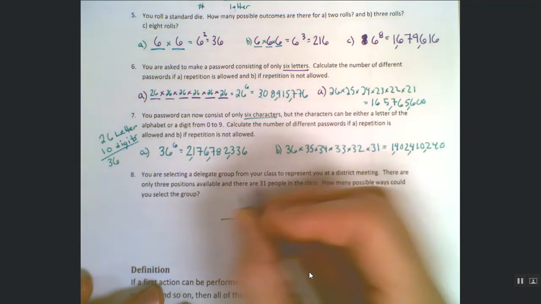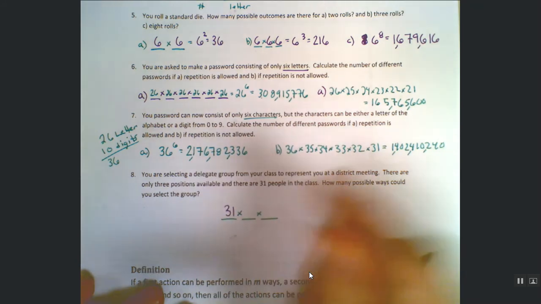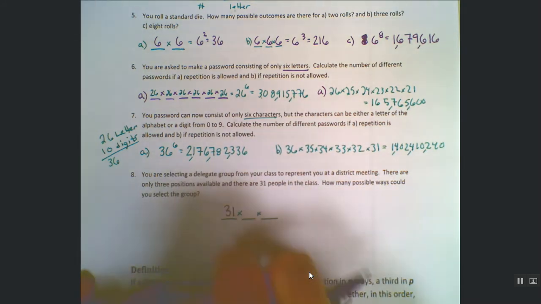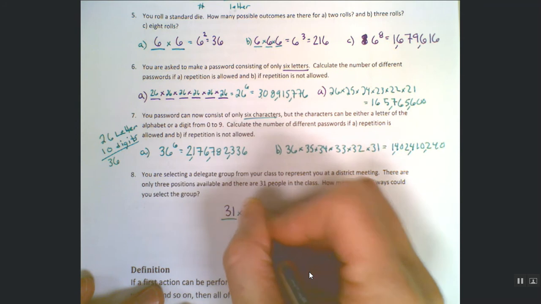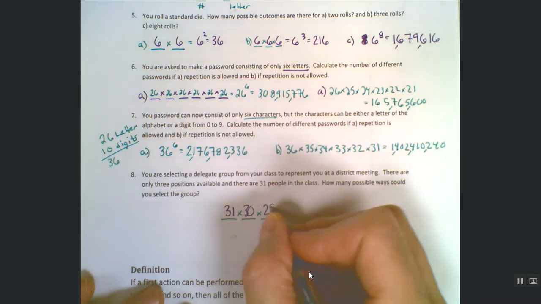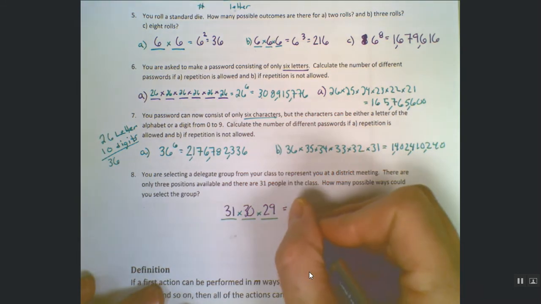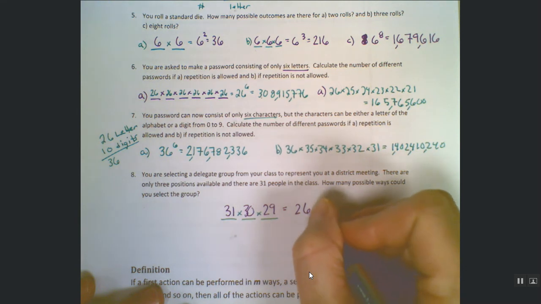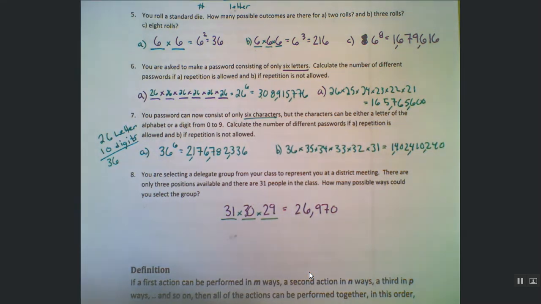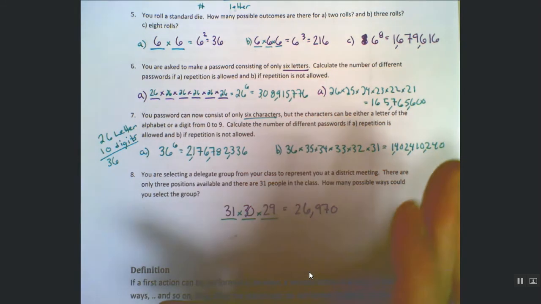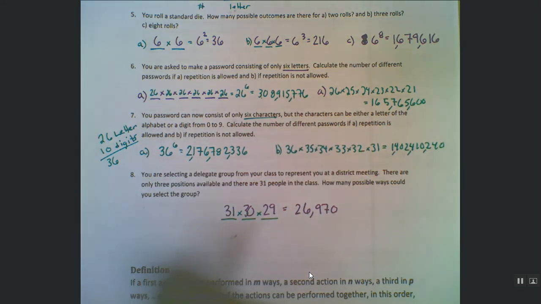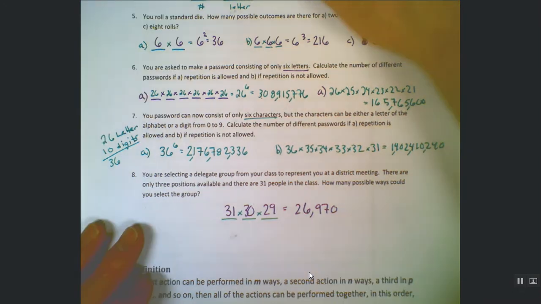So the very first one that we get is 31, and then that's the first person in the group. The next person in the group, there's only 30 people left to pick from, and the last one, 29. So it's 31 times 30 times 29 is 26,970 different delegations you could send, or delegates, groups that you could send. And that's a lot. That's a very big number compared to the other, when you think about it at first.